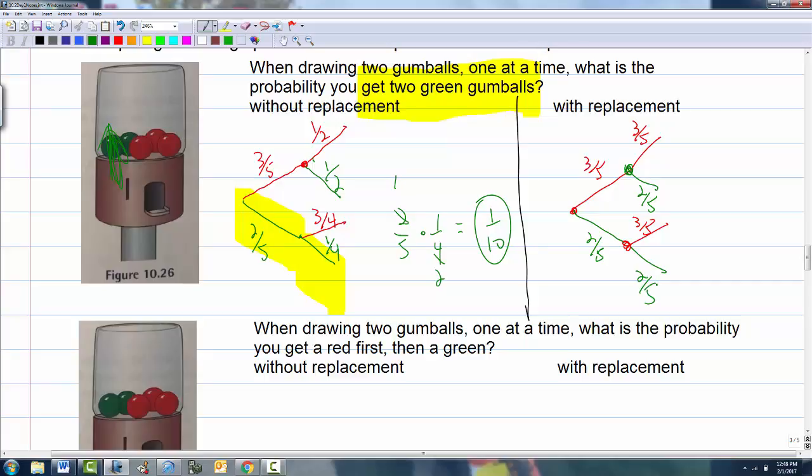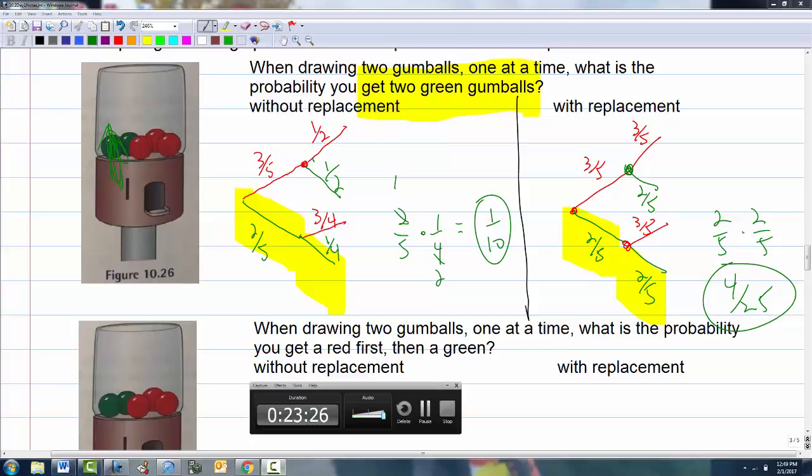Without replacement, you have to think what's left over for the second choice. And then, of course, this one said, what's the probability of getting a green gumball and then another green gumball? 2/5 times 2/5, which is 4/25. All right. Now, what I'm going to do for this, I'll do it offline.